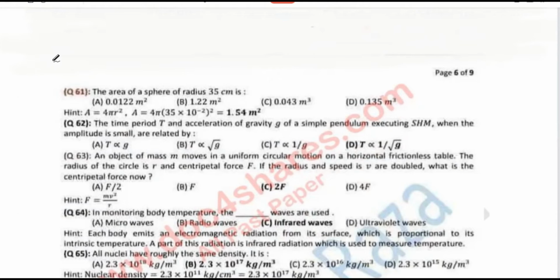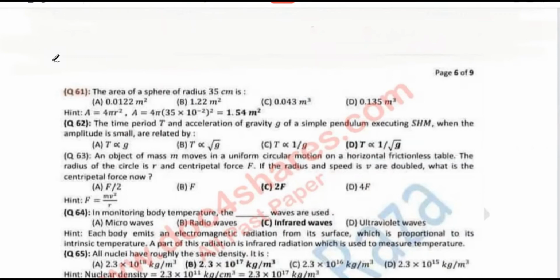And 62. The time period T and the acceleration of gravity g of a simple pendulum executing simple harmonic motion when the amplitude is small are related by T is directly proportional to the square root of 1 over g. An object of mass M moves in a uniform circular motion on a horizontal frictionless table. The radius of the circle is R and the centripetal force is F. If the radius and the speed V are doubled, what is the centripetal force now?